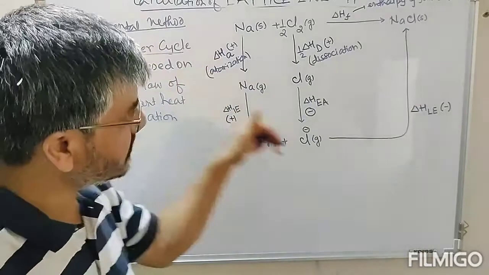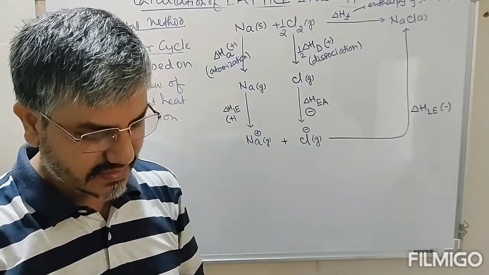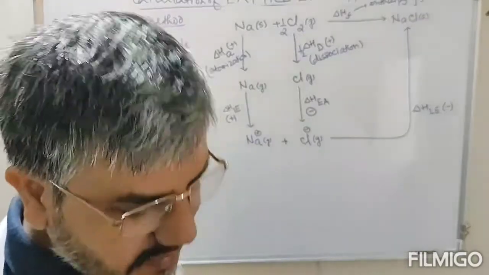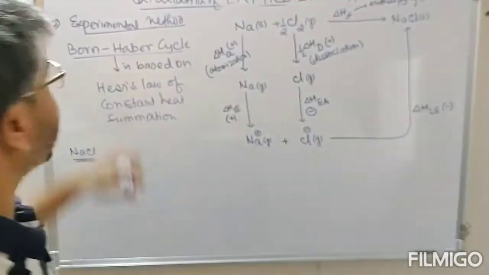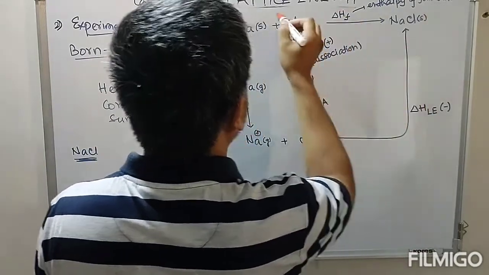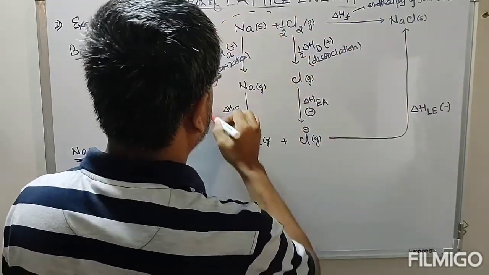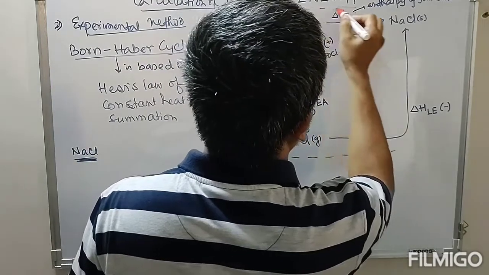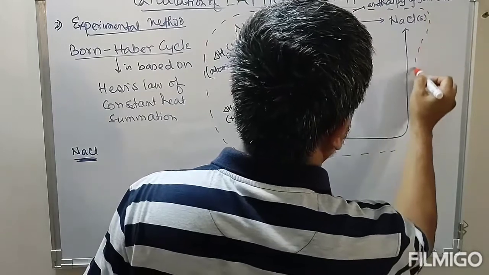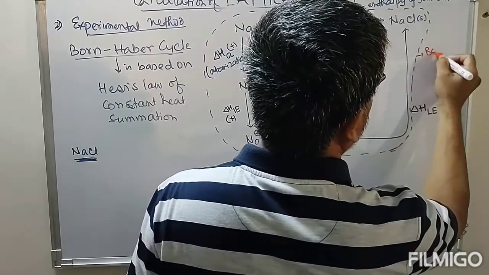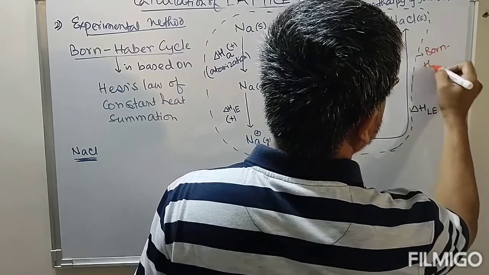So all these terms involve energy, and this energy can be experimentally derived. This is what we call experimental methods. This total cycle, so we have a cycle here, is known as the Born-Haber cycle.